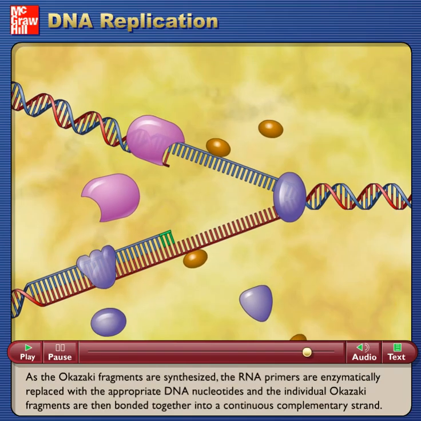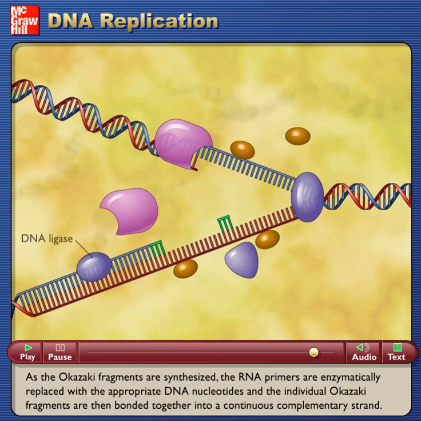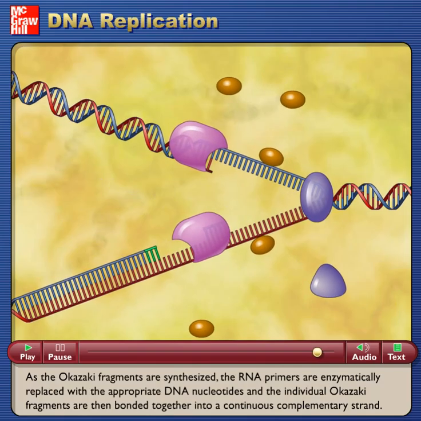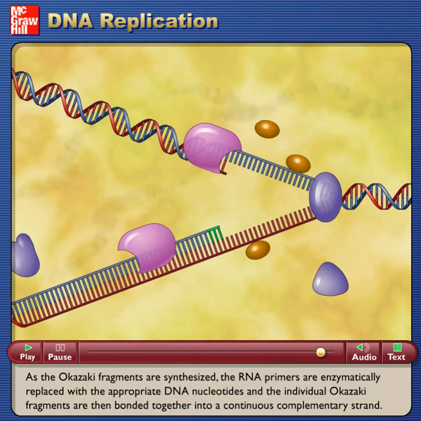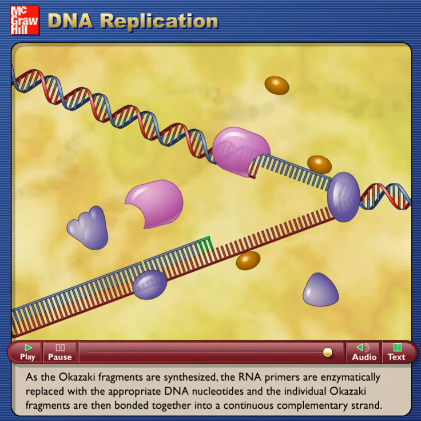As the Okazaki fragments are synthesized, the RNA primers are enzymatically replaced with the appropriate DNA nucleotides, and the individual Okazaki fragments are then bonded together into a continuous complementary strand.